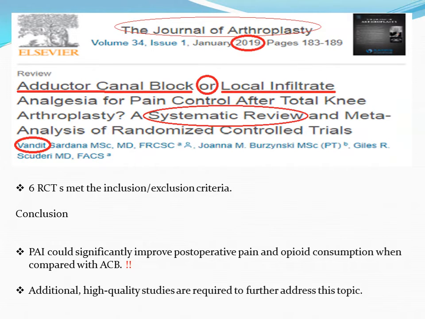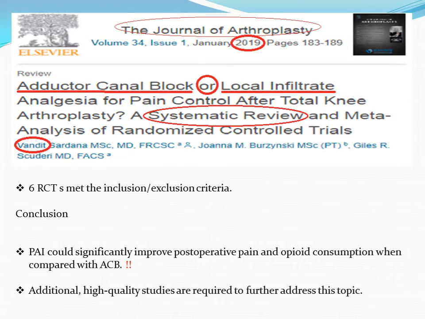The adductor canal block in comparison with local infiltration analgesia: in a systematic review of 6 randomized controlled trials, periarticular injection significantly improved post-operative pain relief and opioid consumption when compared with the adductor canal block.